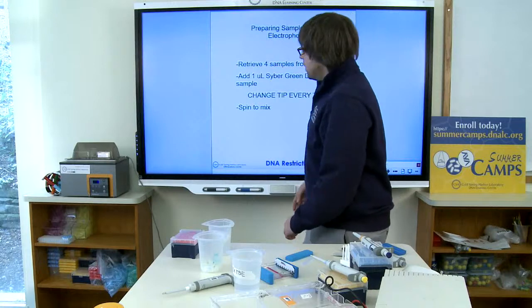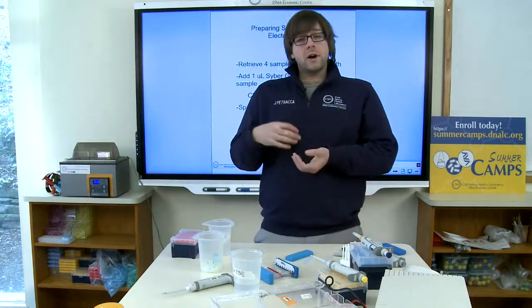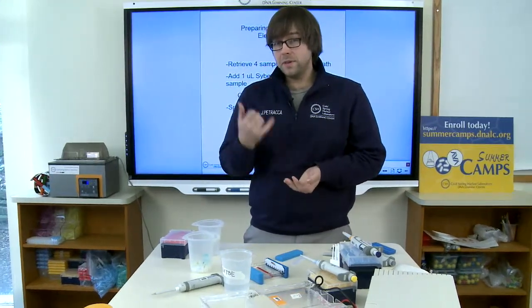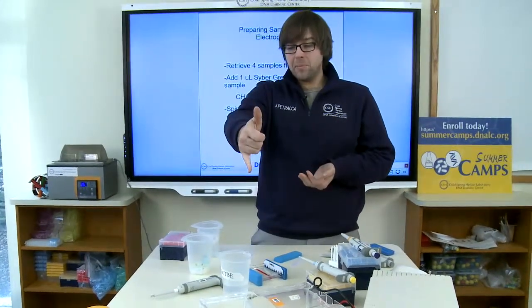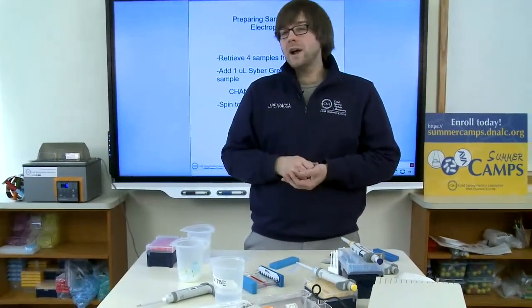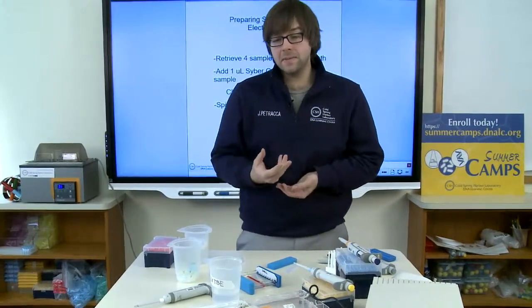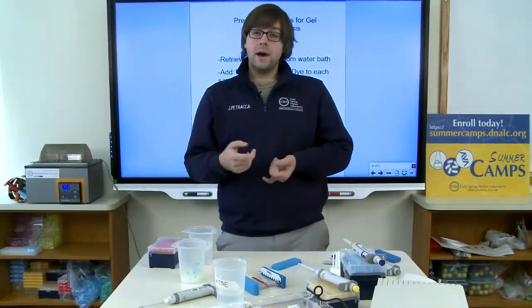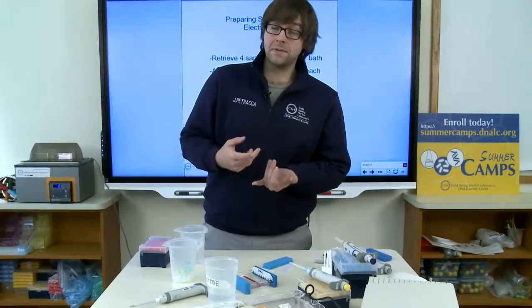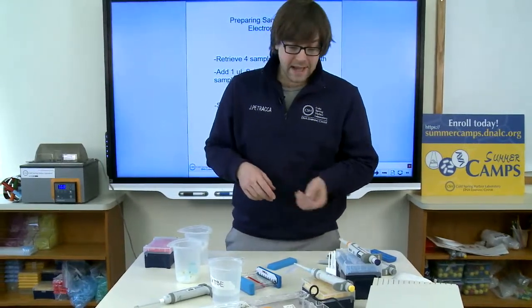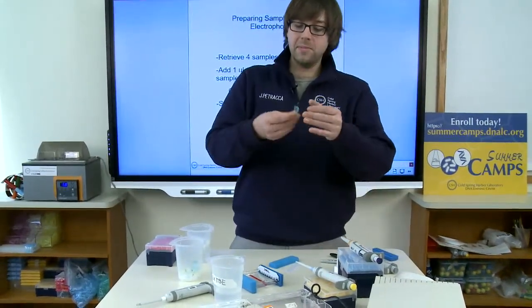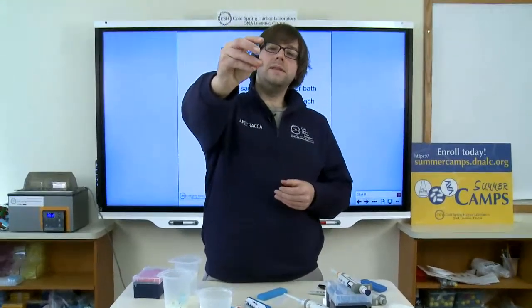Remember that our samples are clear, so you can't really see them with even your eye. If we load them into the gel, we're not going to be able to see anything. We need to add something that will give color, weight, and also stain for the DNA. We're going to use something called SYBR Green. I have a tube of that right here. It's a pretty thick, viscous dye.